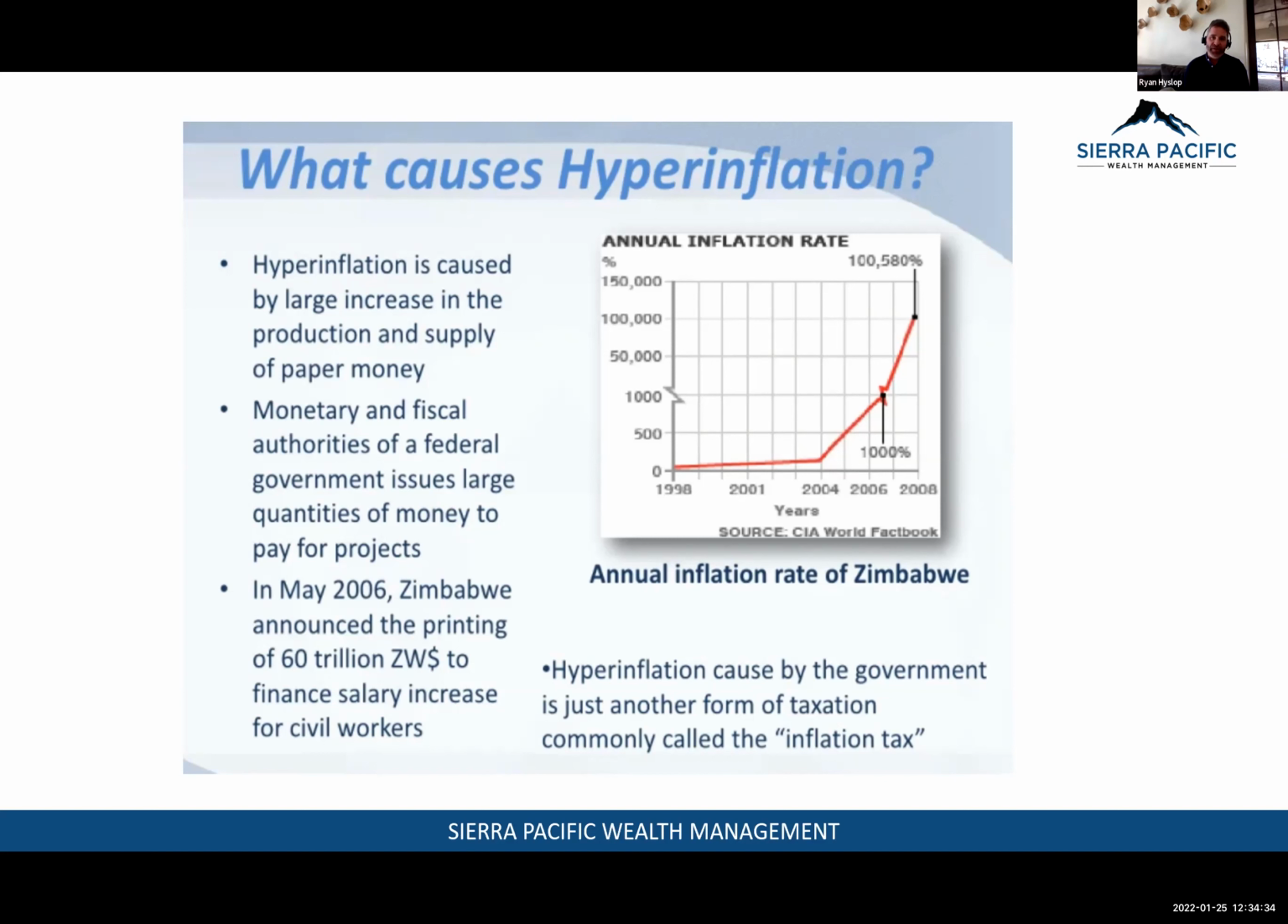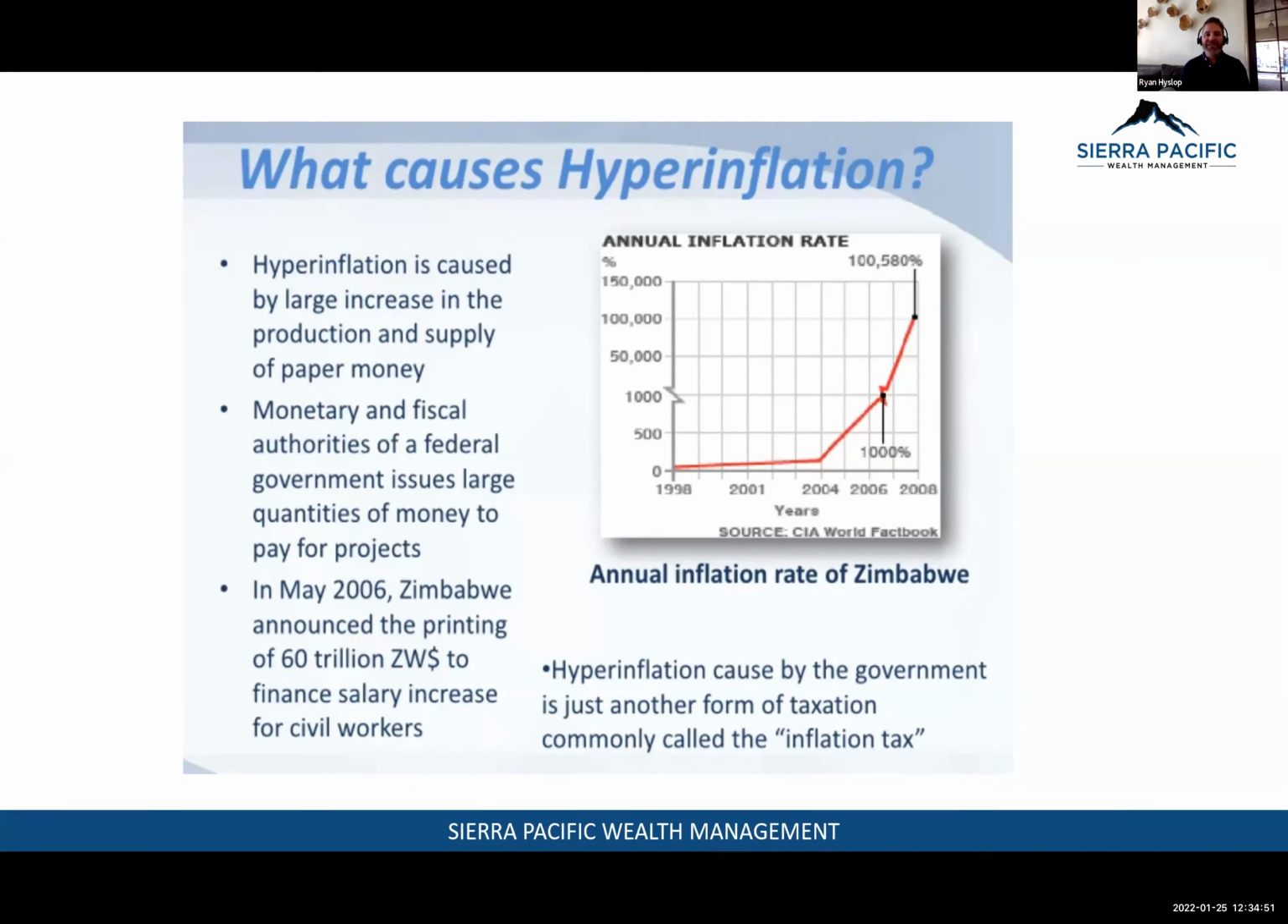A more recent example is Venezuela, okay? But what did it do, right? In May 2006, Zimbabwe announced the printing of 60 trillion Zimbabwe dollars to finance a salary increase for civil workers. They wanted to raise the wages for the public sector, right?